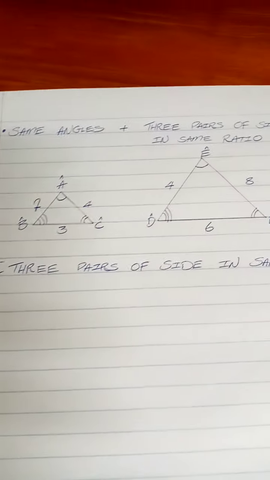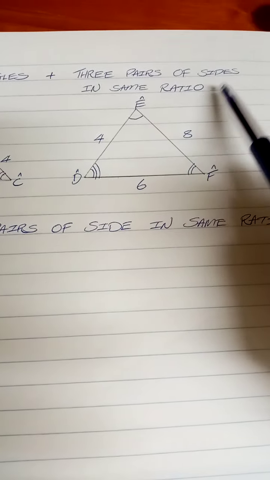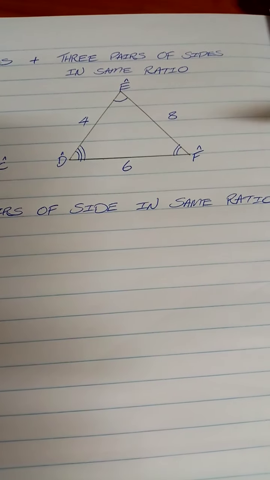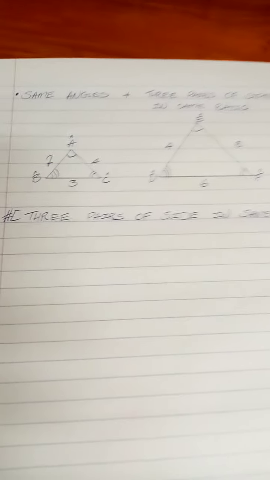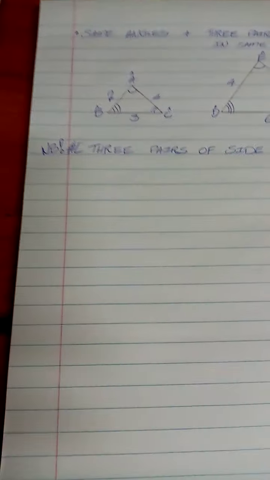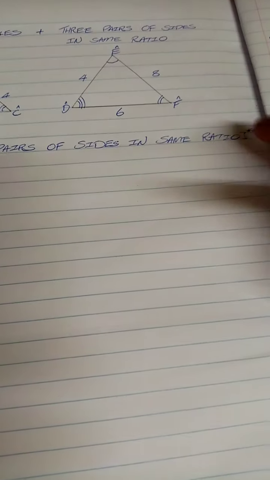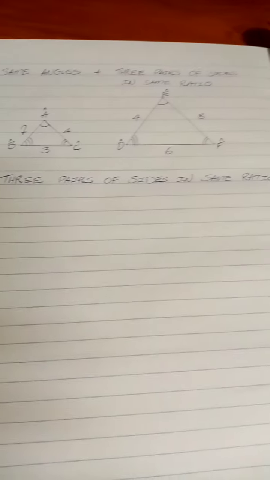Here's one example we are looking at. So basically what this means is the same angles plus the three pairs of sides in the same ratio could explain similar triangles. N.B., important, just focusing on the three pairs of sides in the same ratio. This is the main focus. Three pairs of sides in the same ratio.